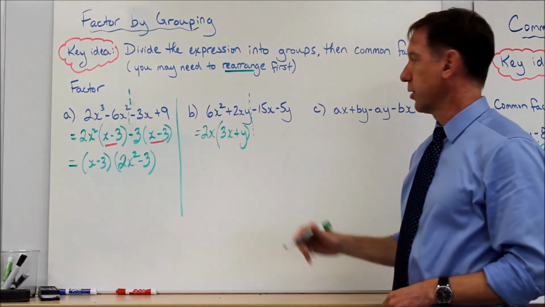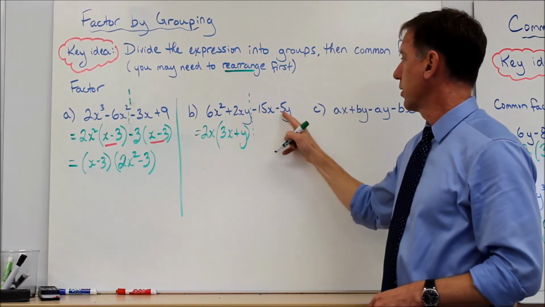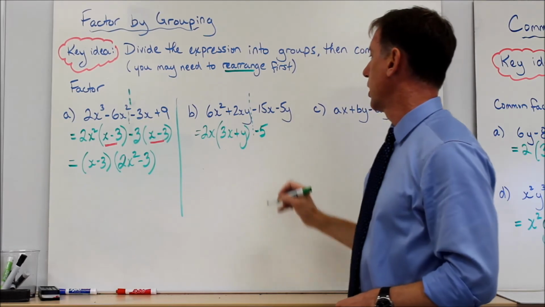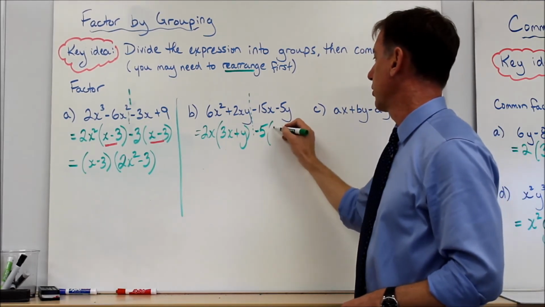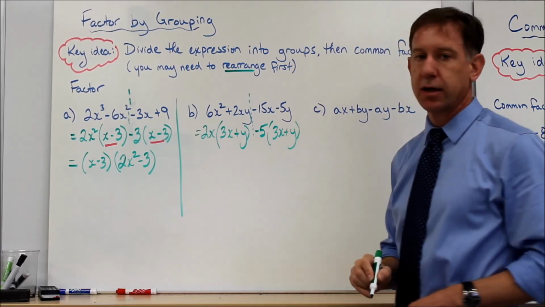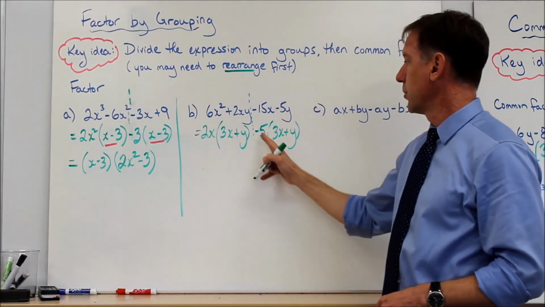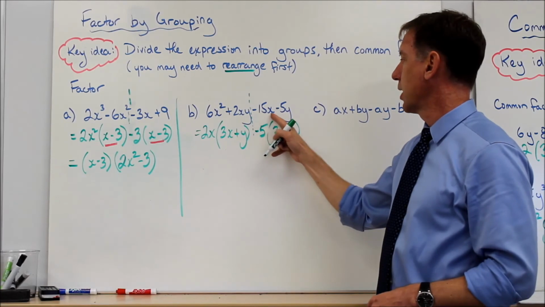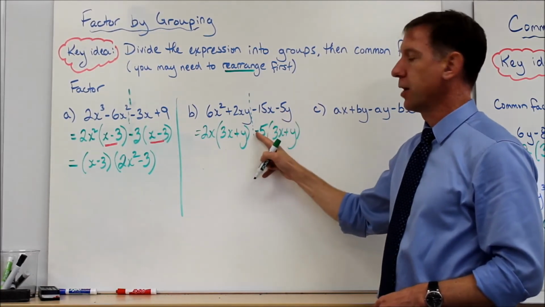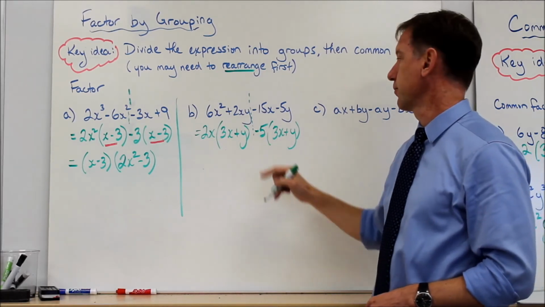And in the second part as well, I've got a minus and a minus. 5 can be divided out there, so I'll take out a minus 5 and do that division as well. 3x plus y. Now you can check, and I know it's tough with the minus sign there, but minus 5 times 3x is minus 15x, minus 5 times y is minus 5y. That minus does need to be divided out there.